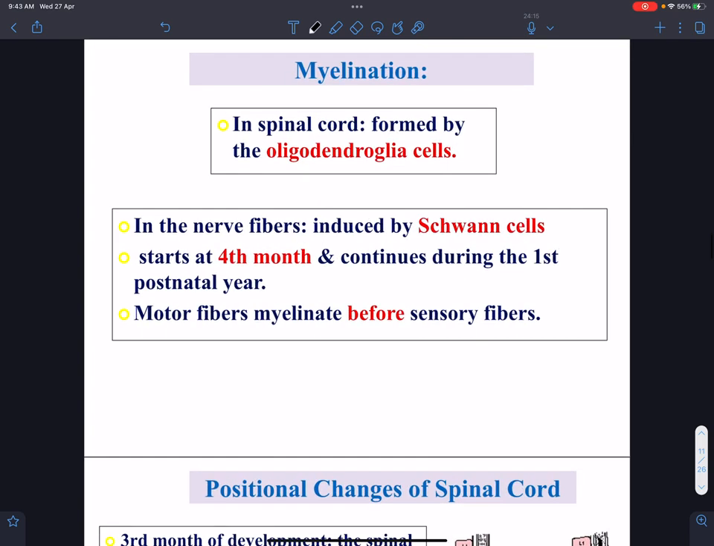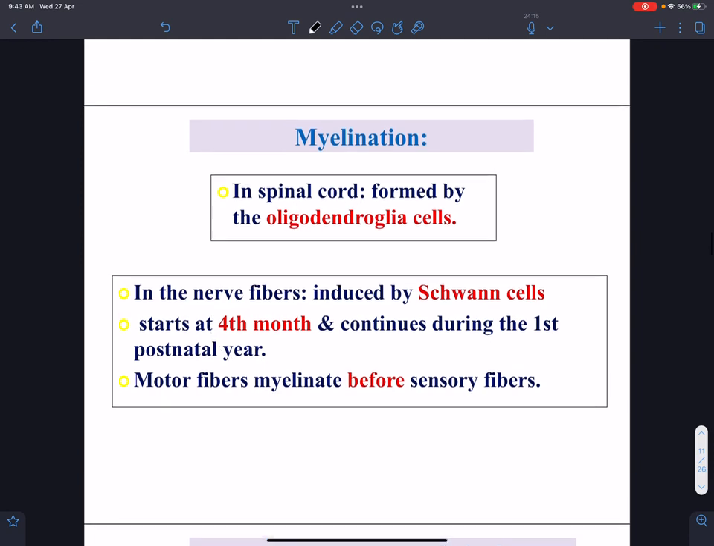Next thing is myelination. When does it occur first? During which months of pregnancy? During the 4th month of pregnancy. And here what it's trying to tell you is that the nerve fibers in the spinal cord are going to be myelinated by oligodendroglial cells, right? So what about the nerve fibers outside the spinal cord? What are they going to be myelinated by? Schwann cells, all right? Easy.